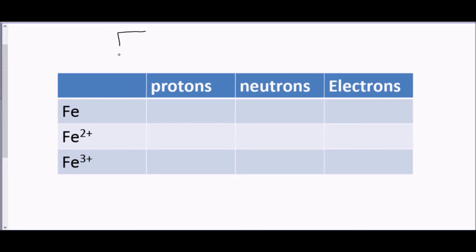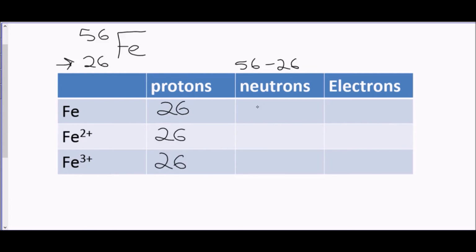So what you should have found is that iron is element number 26 and it has a mass number of 56. Remember, we have to deal in whole numbers, so we will have rounded that top number. And from that we can see that the atomic number is 26, so each of these atoms would have 26 protons. Neutrons, we're doing 56, take 26, which is 30, so 30 neutrons in the atom, 30 neutrons in Fe2+, and 30 neutrons in Fe3+.